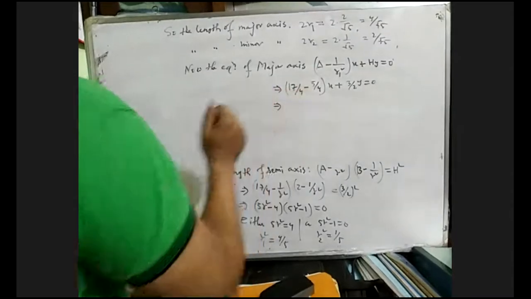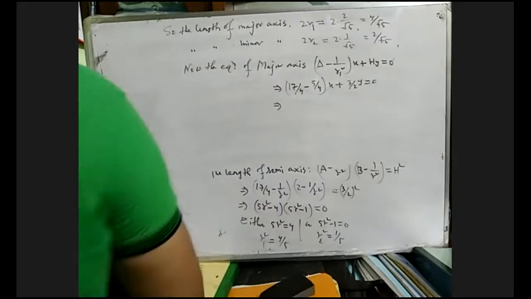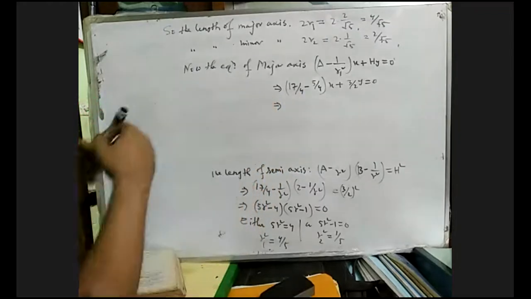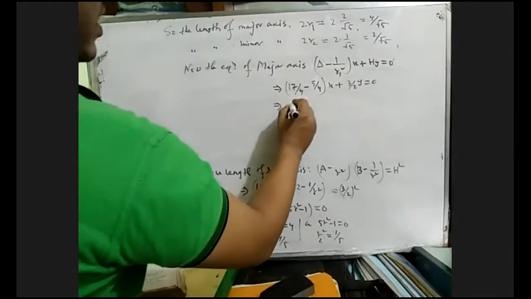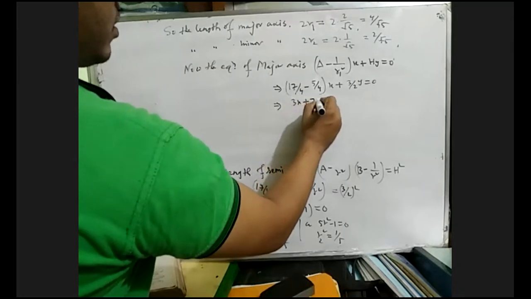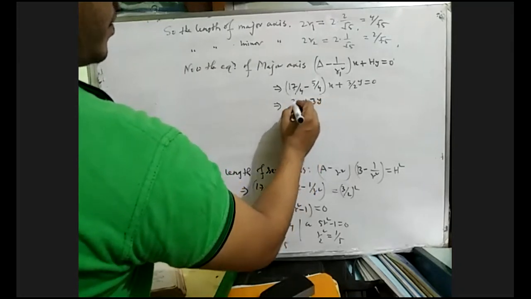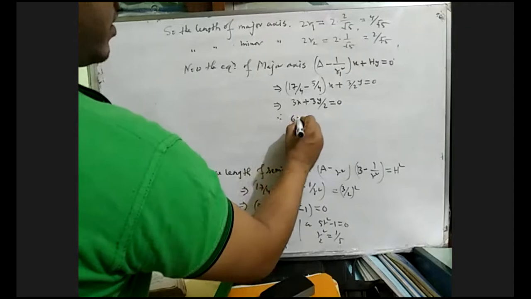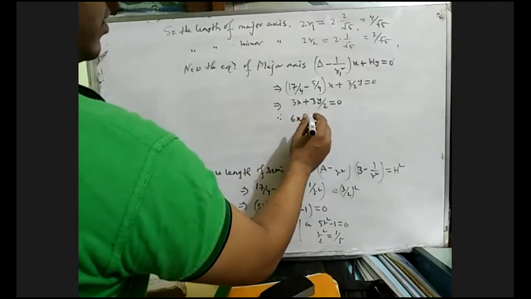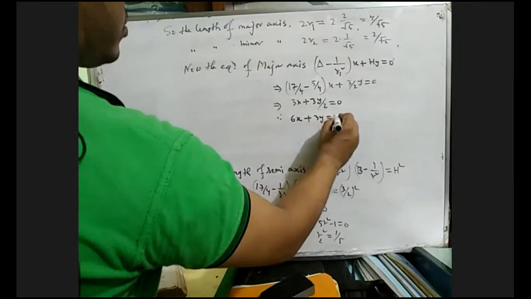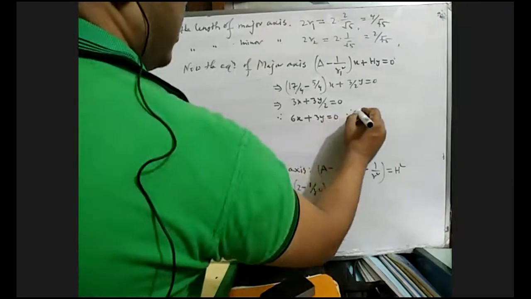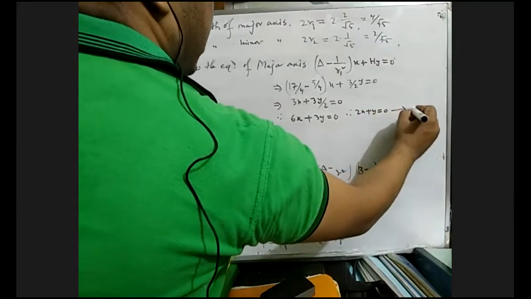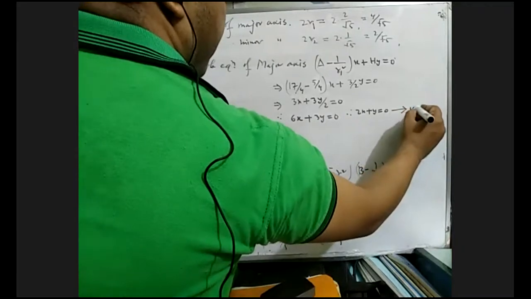17 minus 5 means what? 17 minus 5, after taking LCM 4, we get what? 12 by 4. Okay, 12 by 4 means what? Thrice x, and thrice y equals to 0. That means 6x plus thrice y equals to 0. So the equation is actually twice x plus y equals to 0. This is equation number what will be? 5.